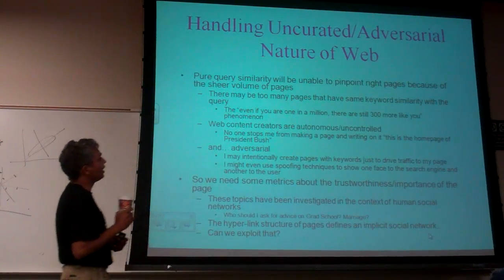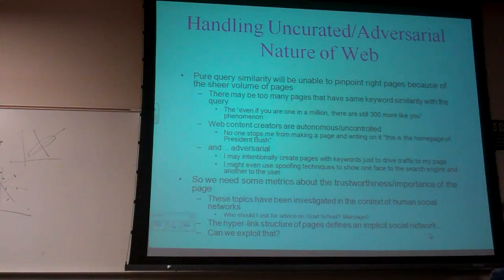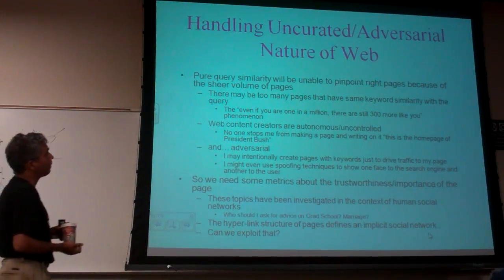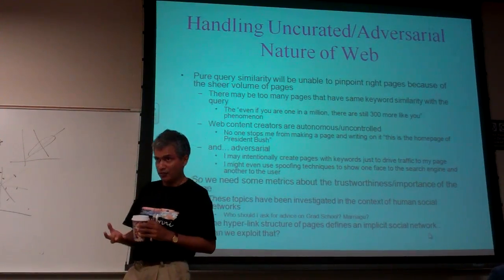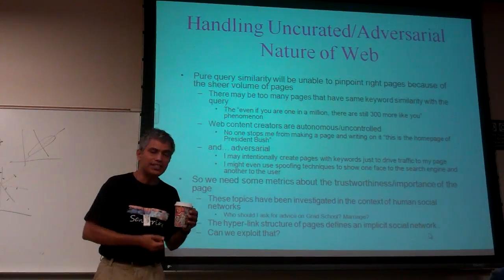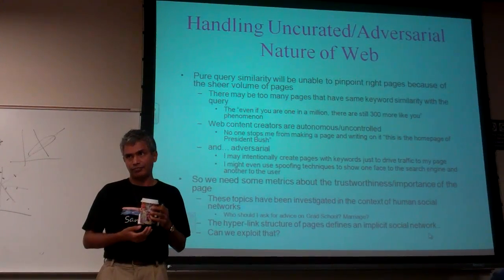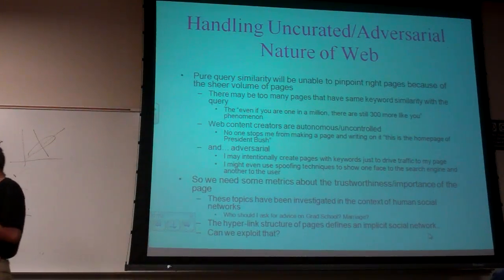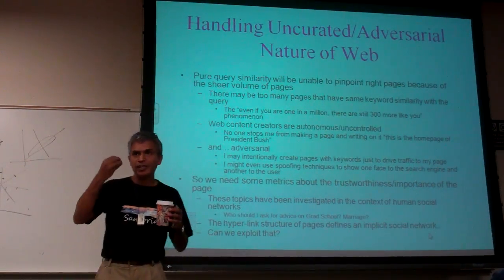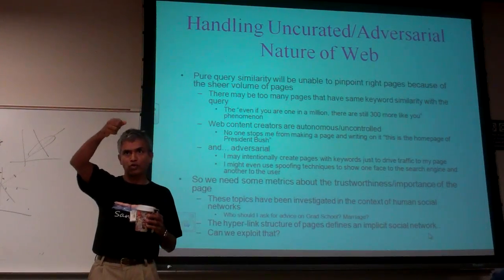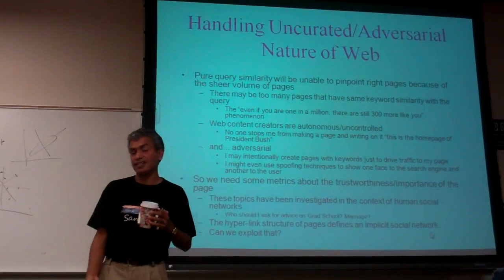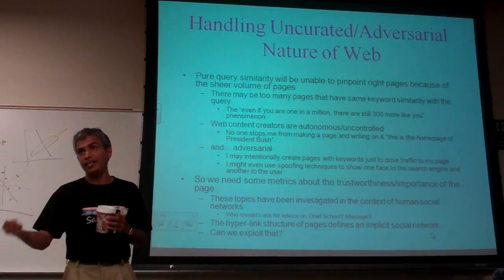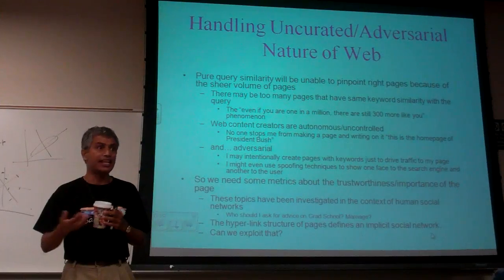The second thing I'm going to talk about, which starts today and goes through next class, is essentially dealing with the uncurated adversarial nature of the web by establishing page importance measures. As I said, page relevance and page importance both have to be taken into account in deciding to show results to the users, because just because the words are present in a page doesn't necessarily mean that page is representative of those words. Anybody can make any page.